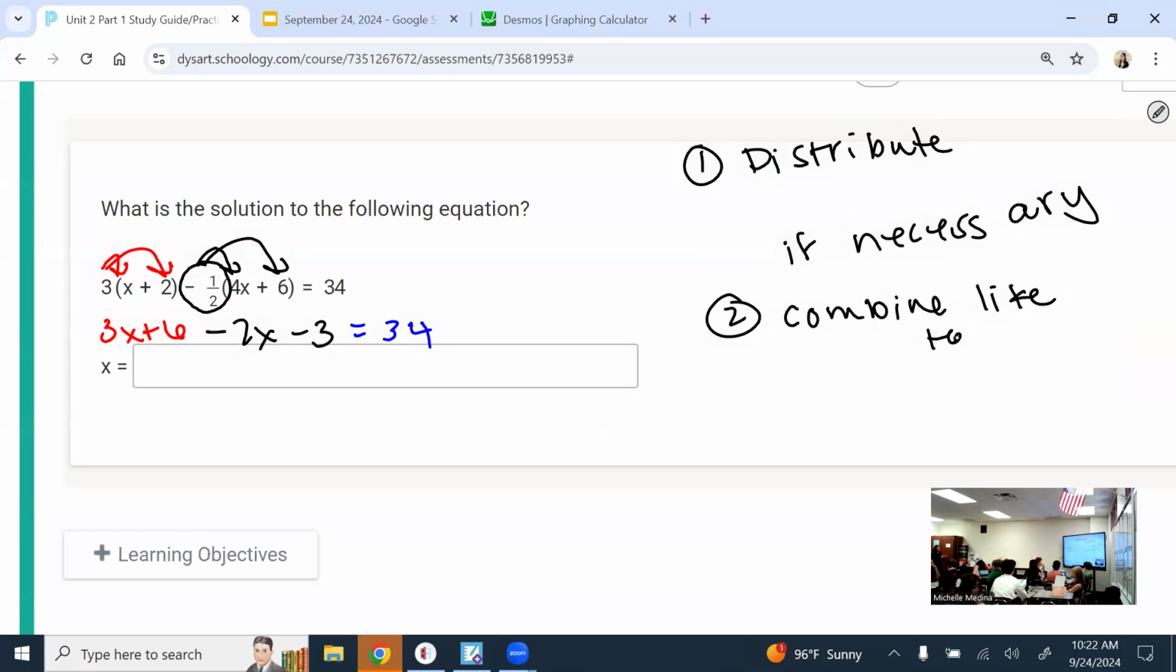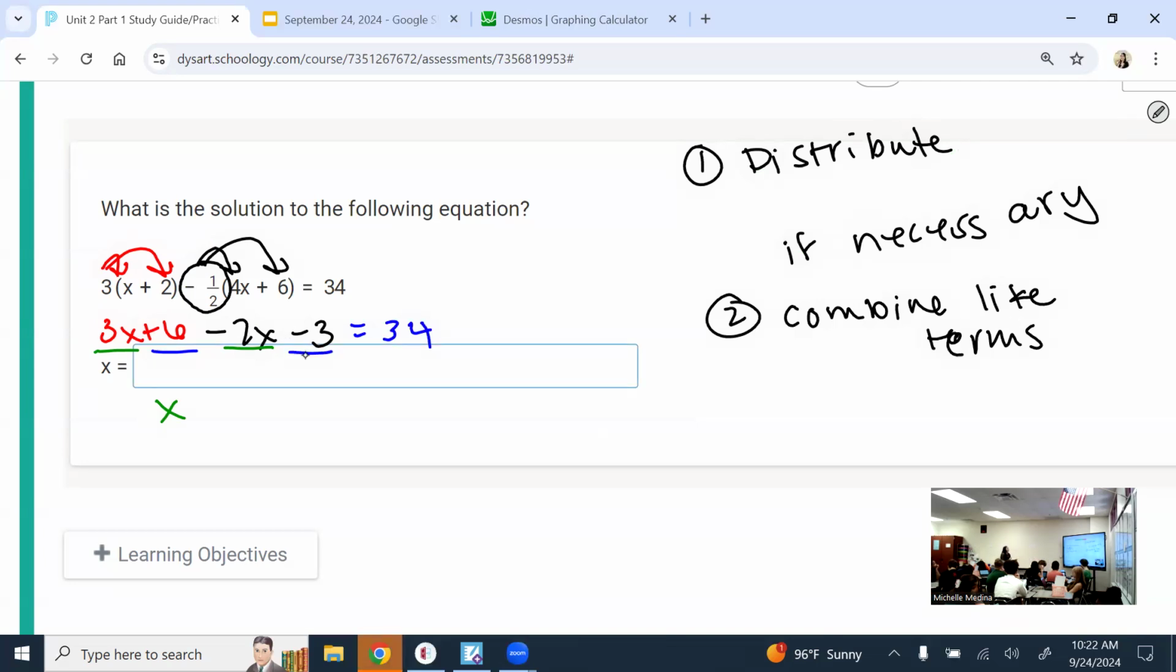So on my left side of my equal sign, are there any terms I can combine with the 3x? When I combine them, what is 3x minus 2x? A positive 1x. And then, do I have any like terms that I can combine with this 6?